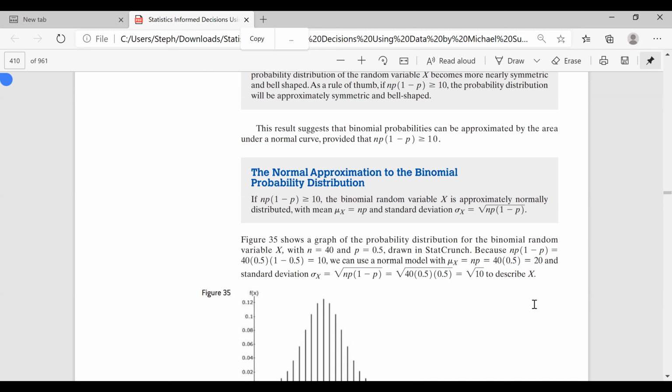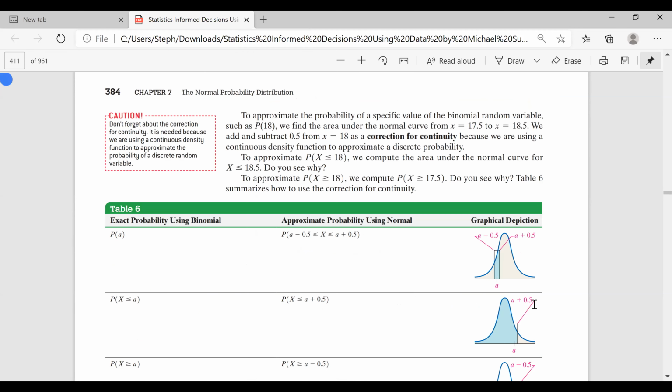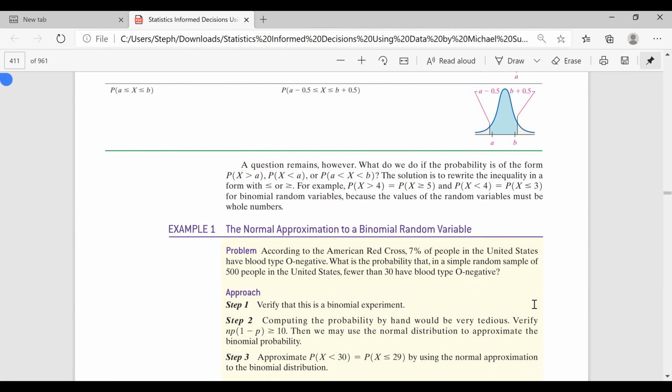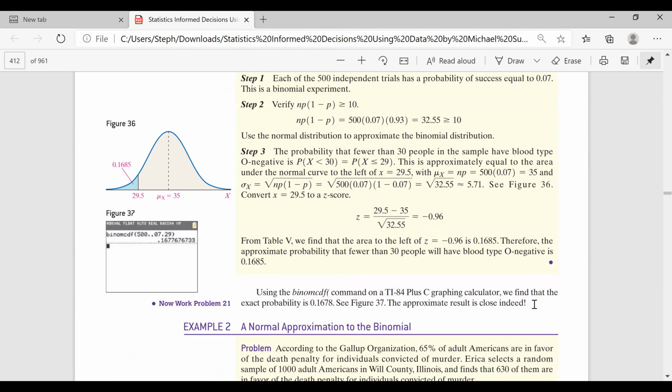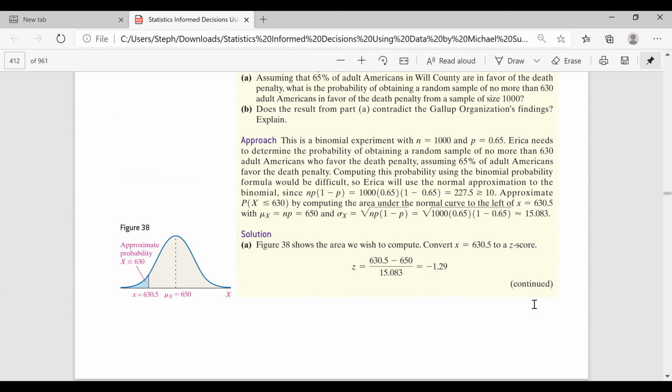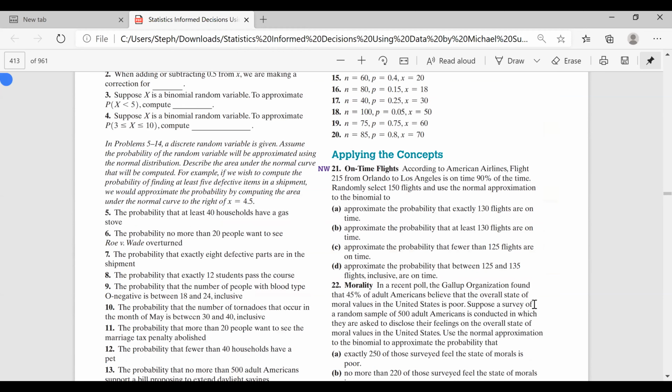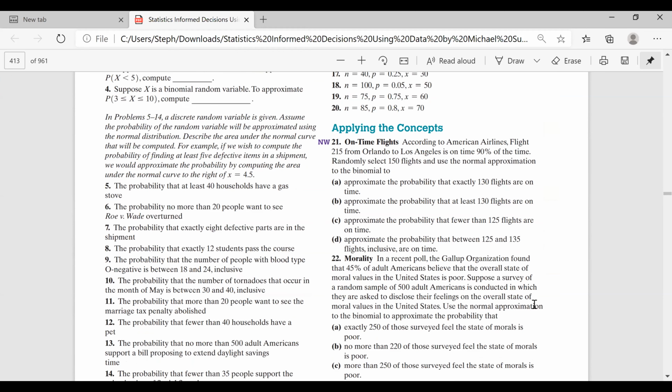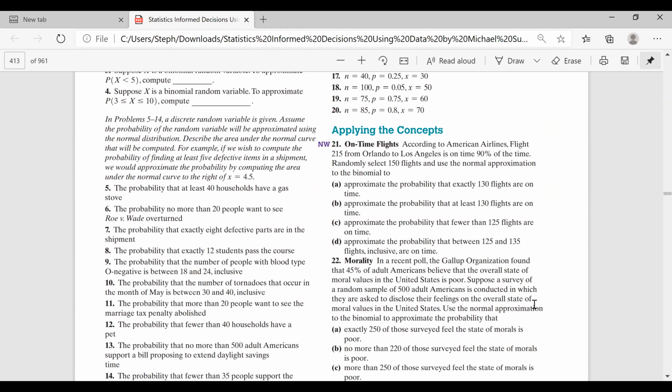Okay. I always like to go through the book and write all the formulas that I need. Normal approximation, and so on. Okay, what number are we doing? 19? 19. Okay, right there.